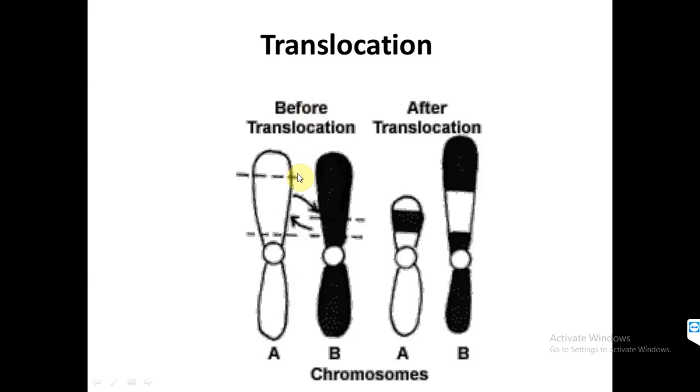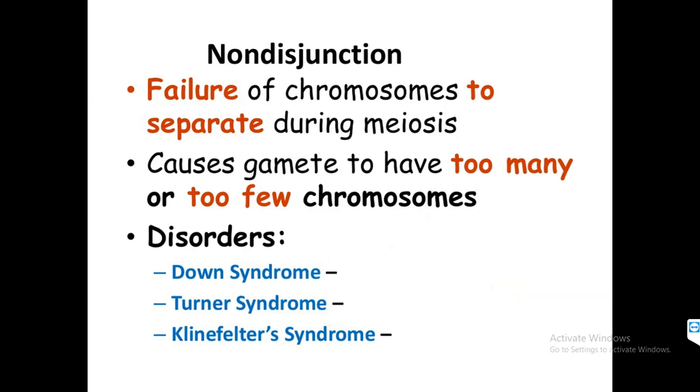Now before translocation, this is the condition present. Now this much part was transferred here and this much part, you can see the lines are there, was transferred there. What happens? This part gets attached here and this part gets attached here. So this is what happens after translocation, and there is a change in the genetic constitution. So it's a mutation.